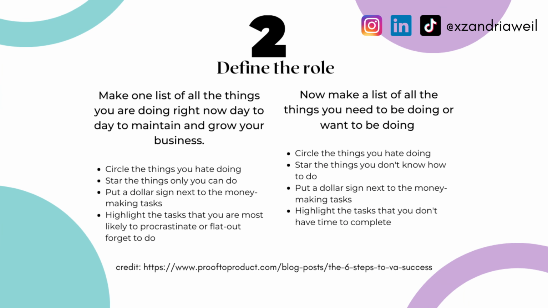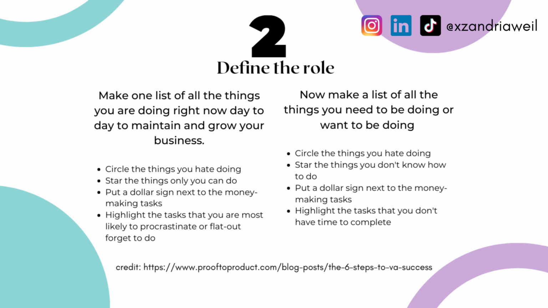And one thing you can do right away to help is make a list. The first list that you are going to make is a list writing down all the things that you are doing in your business right now. Once you do that, you want to star the things that you love doing in your business and circle the things that you don't like doing in your business from that list. And then you're going to put a $ sign next to the tasks that make you money, and highlight the tasks that you are more likely to procrastinate on or just forget altogether.